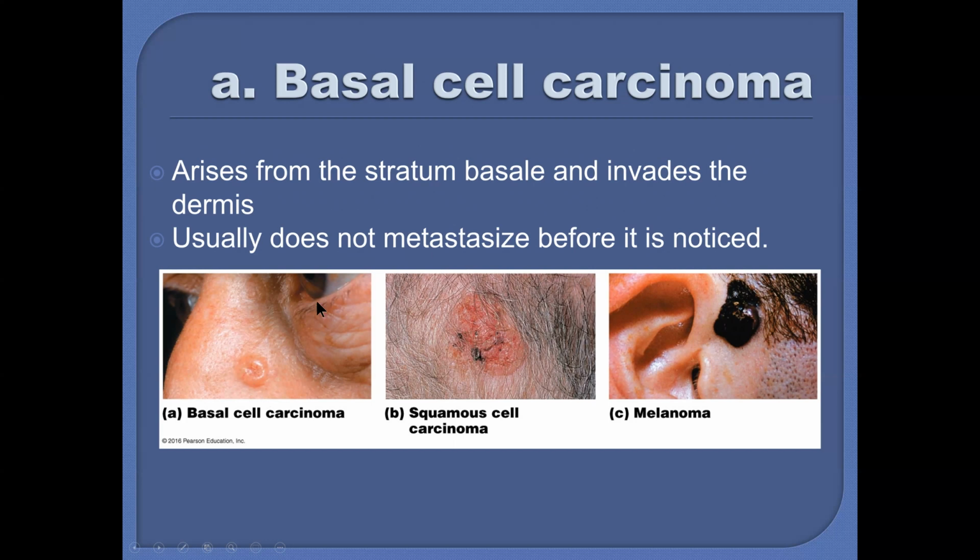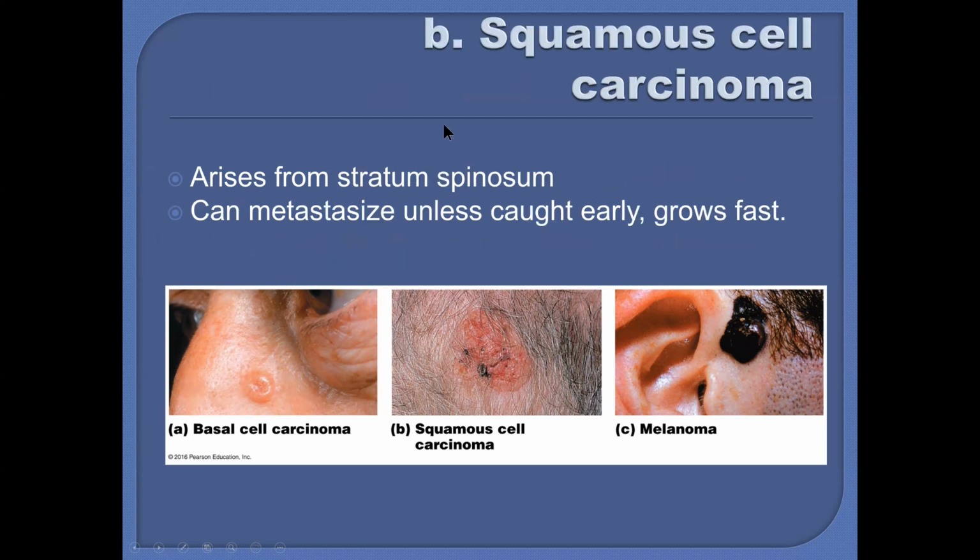But this is a basal cell, which arises from the stratum basale. Very common, very common. You can make a practice just taking these off. Next is the squamous cell carcinoma. It's usually red, scaly looking, usually larger, with irregular borders. It arises from the stratum spinosum, can metastasize unless caught early, and grows fast. If you were to see this and you had the capability, you would want to take a punch biopsy.